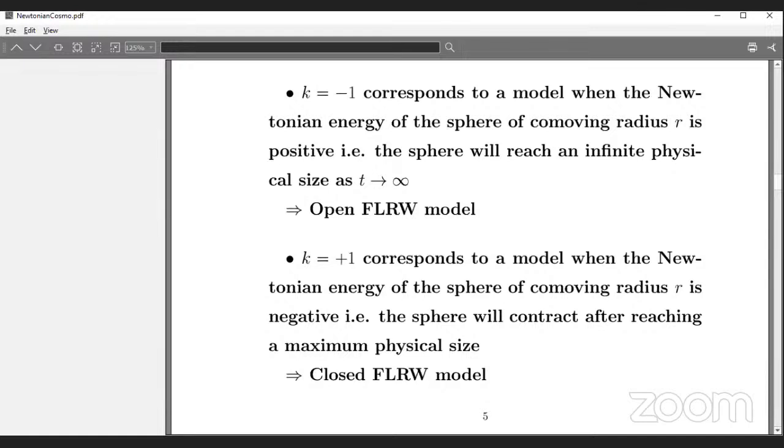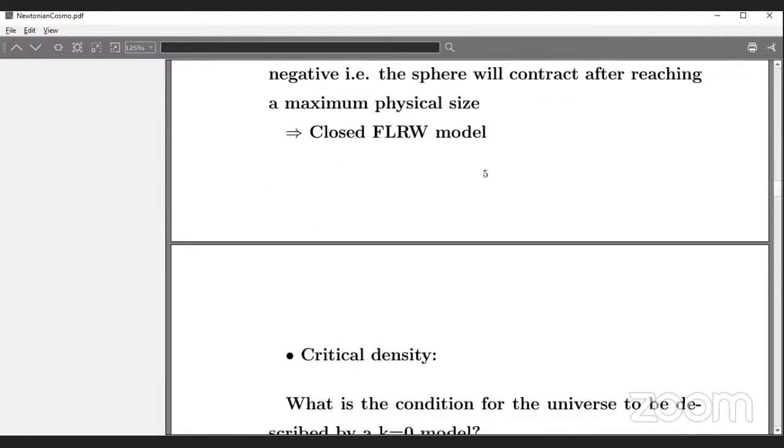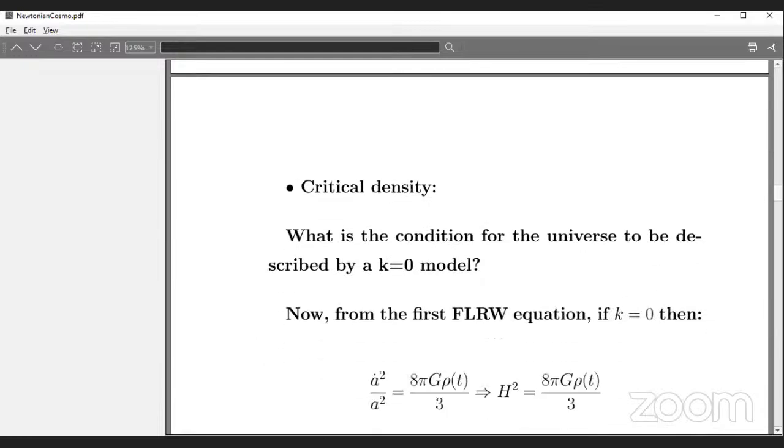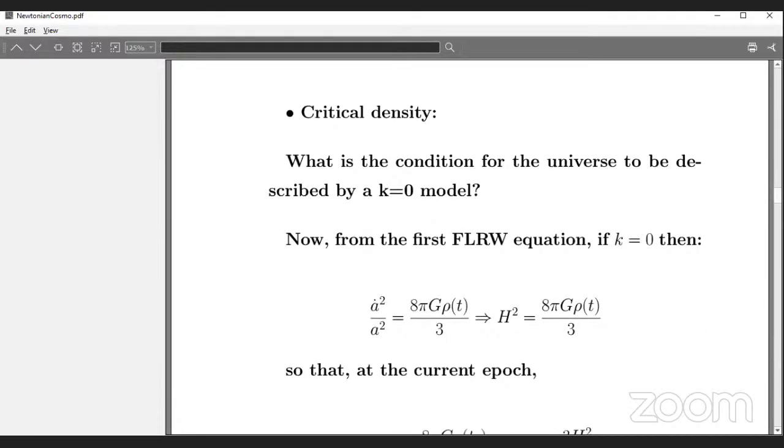Great. But now one might ask, from the observation's point of view, how do we know what kind of FLRW model describes our universe best? What do we measure? And that is where the notion of critical density becomes very important. So you can ask the question, what is the condition of the universe in order that the universe is described by the K equal to 0 model? That is, the universe is the flat Einstein de Sitter model.